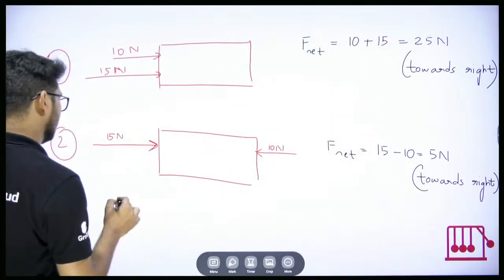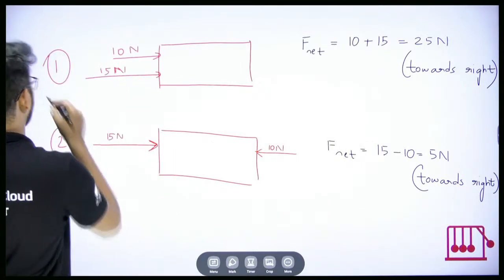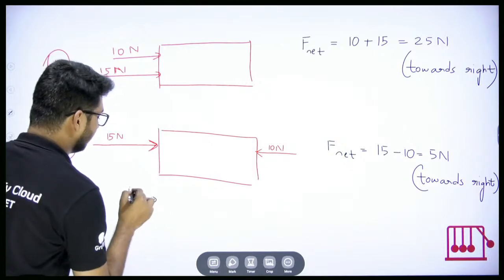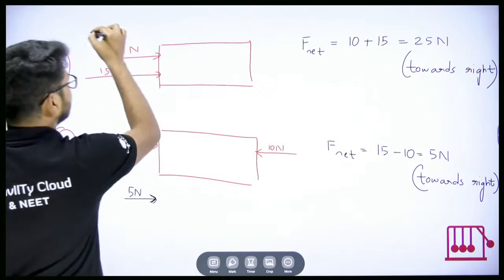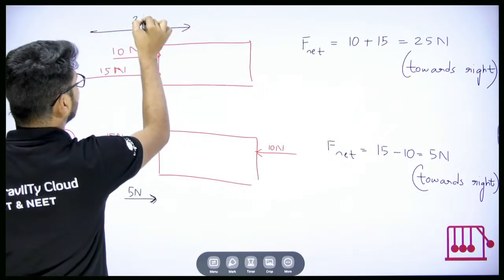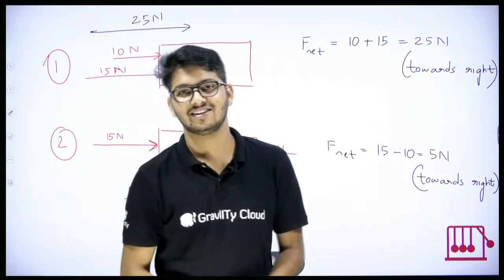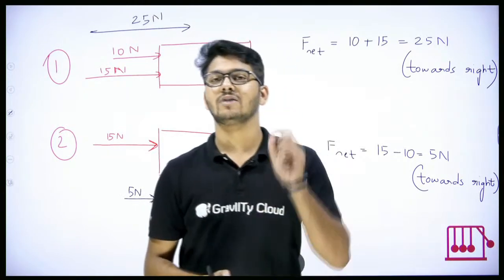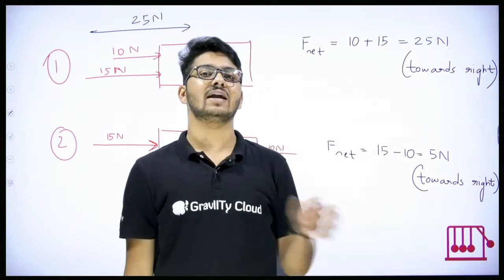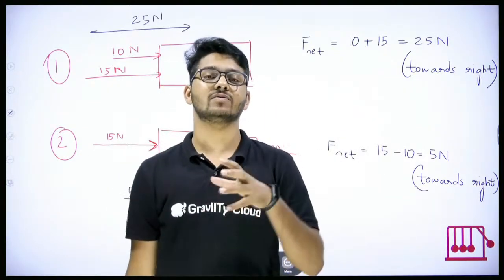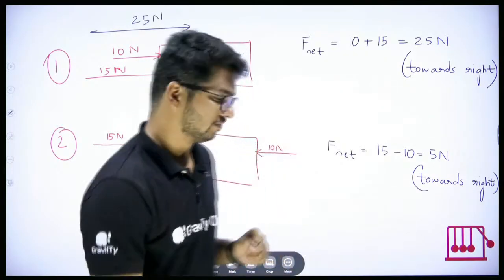So direction is important. Here when you draw it, if you want to draw the net force, you just draw 5 Newton, but you draw it towards right. Here it is very simple. You draw it towards right in the same direction. Both the forces have the same direction. Clear? Simple. So if the forces are in the same direction, we add the forces. If they are in opposite directions, we subtract the forces. Clear? Be careful about the direction.